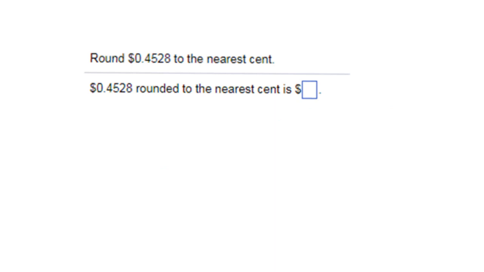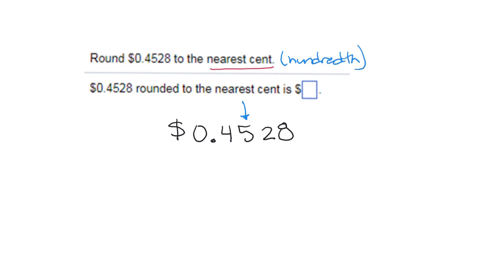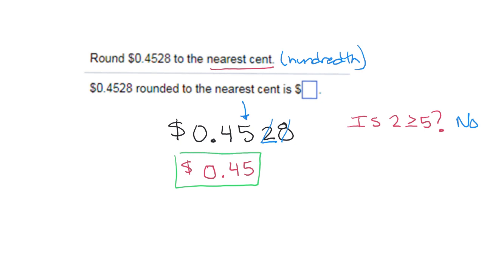For this next problem, it's asking us to round to the nearest cent. So what you need to know about money is when you're rounding to the nearest cent, you are rounding to the nearest hundredths position. So to the nearest cent is the hundredths position. Right, we're looking to the right of that hundredths position. Is 2 greater than or equal to 5? The answer is no. So therefore the number stays the same and the values after will drop off. So this becomes 45 cents. And this will be your final answer that you would insert into this box.